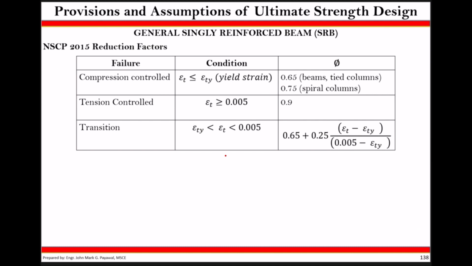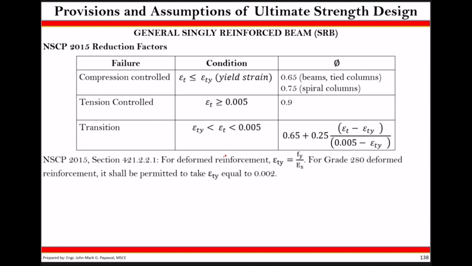It's just a recall of what we've discussed a while ago. Ito ngayon ang nangyari is that more simple. So under section 21.2.2.1, we don't forget that Ety or your yield strain is computed to be Fy over Es. Ano yung Fy? That's your yield strength of your tension bars. For grade 280, binalikan lang natin to, your Ety is permitted to be equal to 0.002. So those are your reduction factors for 2015. These are your reduction factors in terms of failure for tension controlled, compression controlled, and transition controlled.